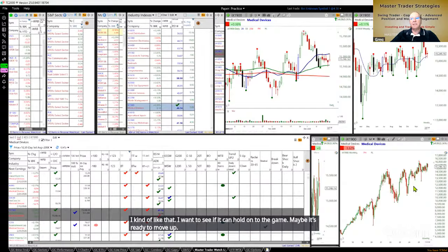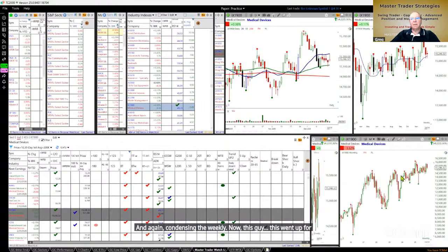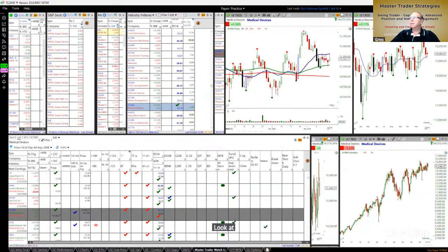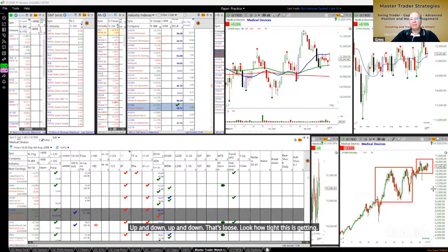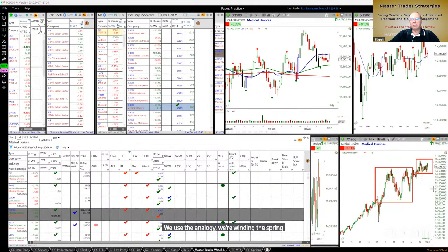And again, condensing the weekly, this went up for years. You see, look at this. Up and down, up and down. That's loose. Look how tight this is getting. That means the forces of supply and demand are contracting. They're coming together. We use the analogy, we're winding the spring. That is getting ready to either go up or down.